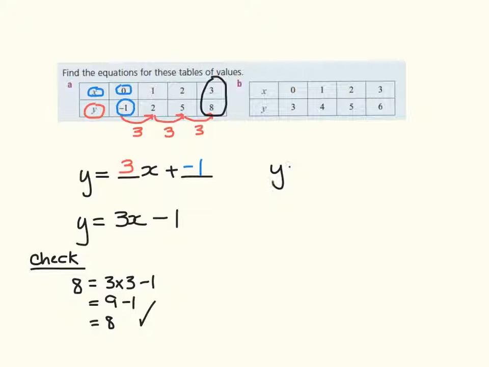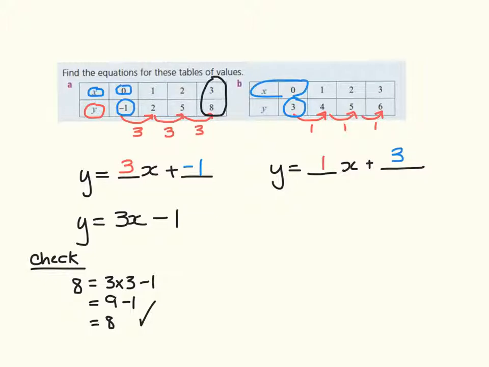Okay, next question. We're going to do the same thing. I know my answer is going to look like y equals something x plus something. So first step, looking at the y column, how much are we jumping up by? From 3 to 4, well, that's 1. From 4 to 5, that's 1 as well. And from 5 to 6 is 1 also. So that number 1 goes in front of the x. Okay, now I need to work out what the last number is. So I go to my x values and I find out what the y value is when x equals 0 and y is 3. So that's my rule.